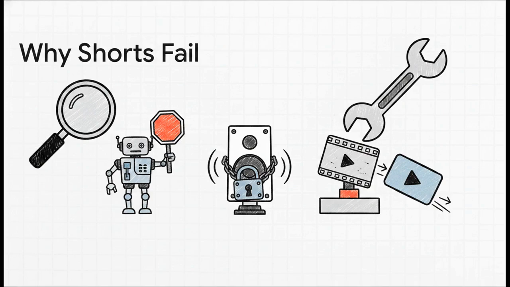1, a potential AI censorship flag from the way a character's waist was drawn. 2, copyrighted background sound effects triggering a hidden shadow ban. And 3, YouTube was simply too busy prioritizing the creator's older viral short. The takeaway here, algorithmic roadblocks are usually just mechanical issues. You can troubleshoot them and you can fix them.